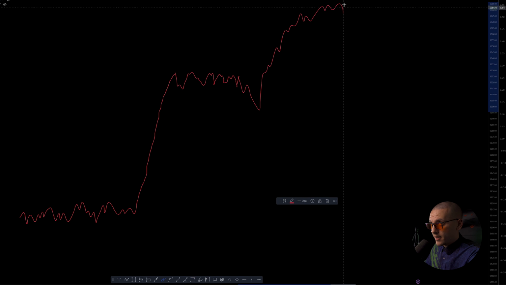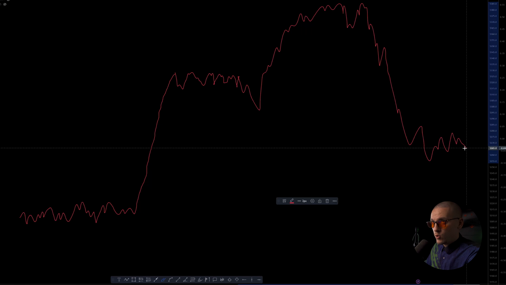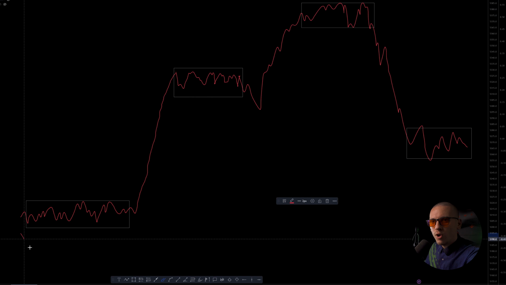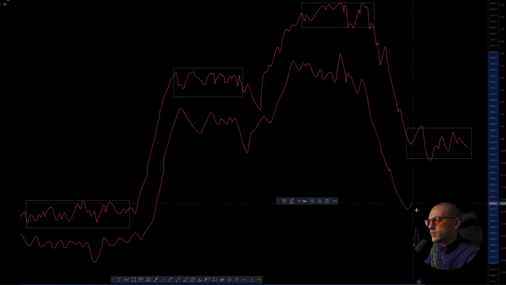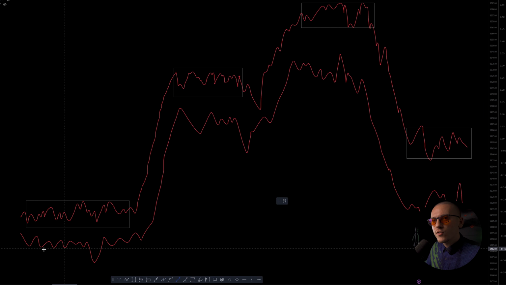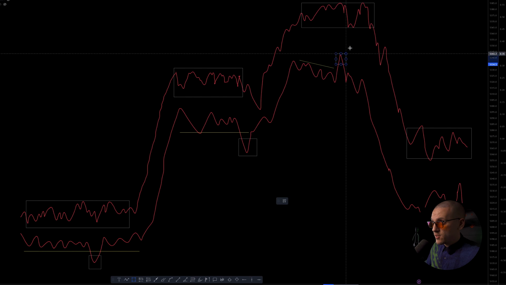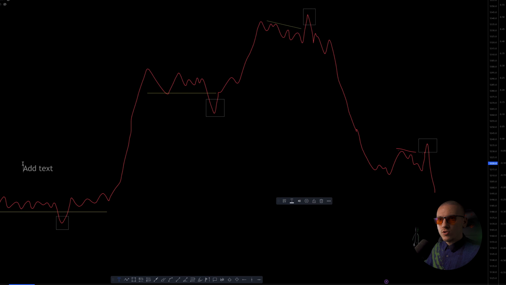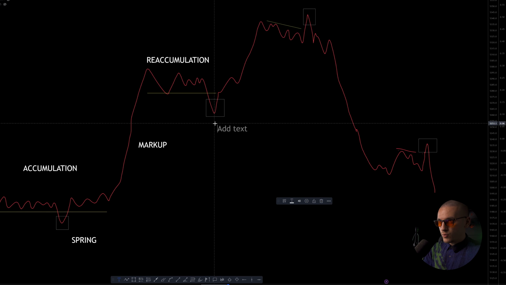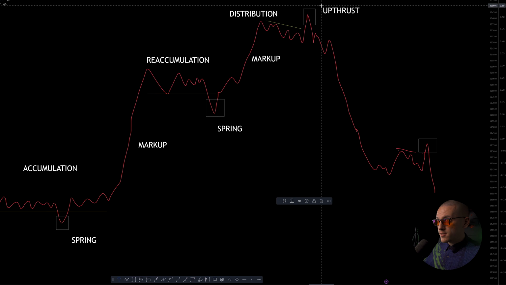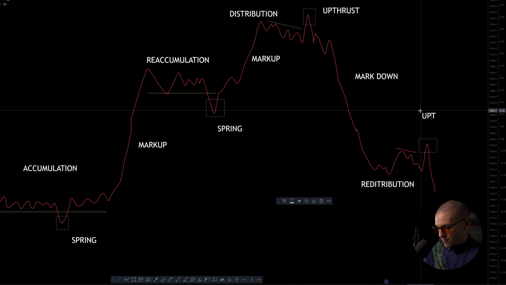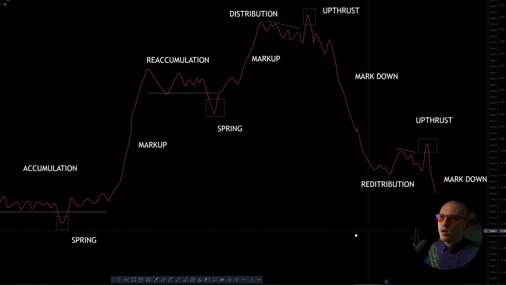And if I keep drawing price action, you would probably start noticing that these look a lot like Wyckoff cycles. The only difference is that what Wyckoff coded more than 100 years ago is this phase, and this phase, and this phase, which are also known as accumulation, spring, markup, reaccumulation, spring, markup, distribution, upthrust, markdown, redistribution, upthrust, markdown, and so on and so forth.